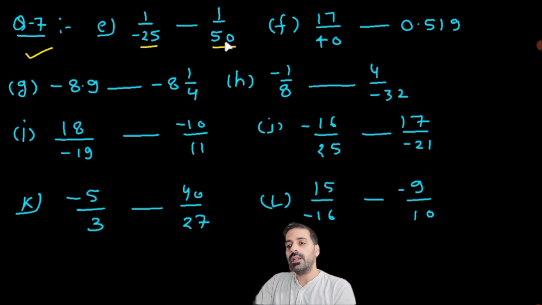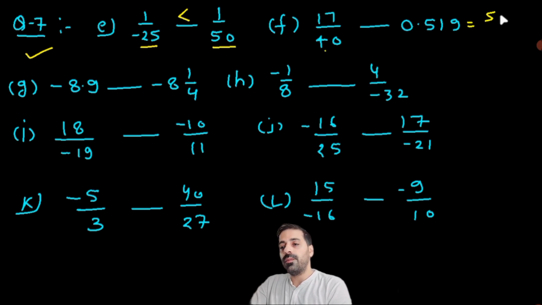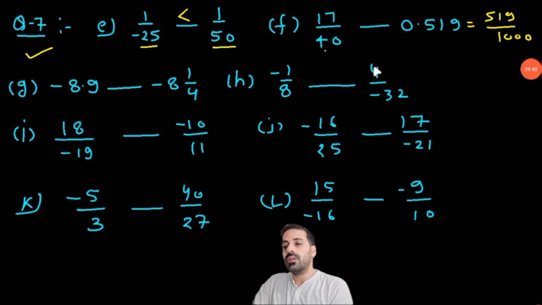Again we have negative 50 and we have positive 1 by 50. So we always remember, my dear students, a negative number is always less than a positive number. Here we have 7 upon 40 and this number. Now convert this into a rational number, 159 upon 1000. Yes or no, dear students?